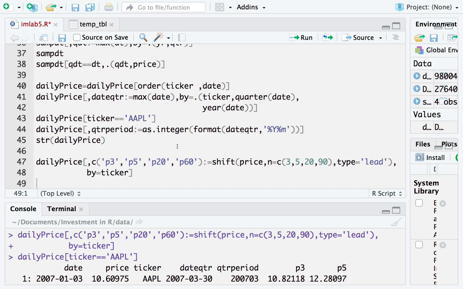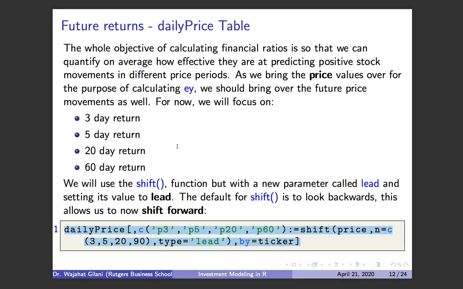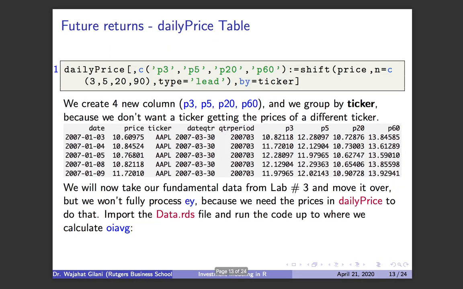All right, from here, we have our shift function. And now we have this nifty little table: date, price, ticker, date, quarter, period. We don't really need date and quarter anymore. We'll deal with that in a second. We have our price, P20, P60. We're going to go ahead and calculate the returns for that, right?